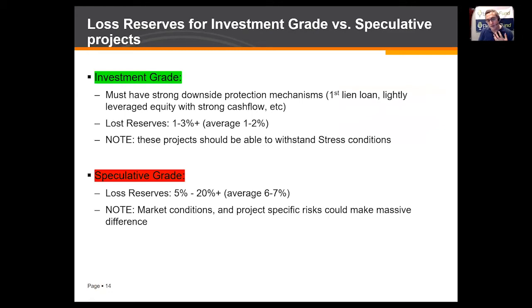So the basic definition of any risk is a combination of likelihood and impact. If the likelihood is low, the chances are the risk overall is low. That's all I'm saying. The impact could be still strong, but that combination between the likelihood and the impact creates the actual risk, that mathematical formula. So loss reserves on investment grade projects are generally not high. I would put it between 1 and 3%, probably average 1 to 2%.